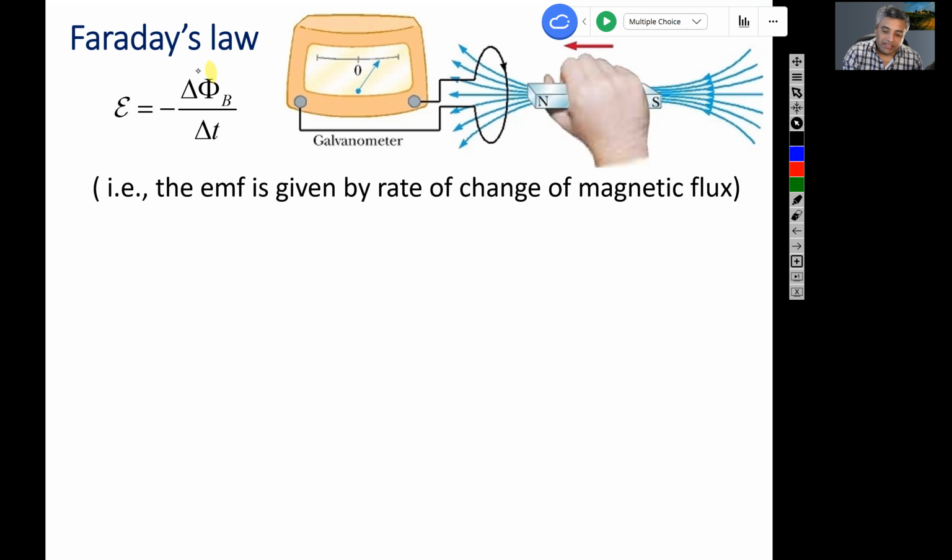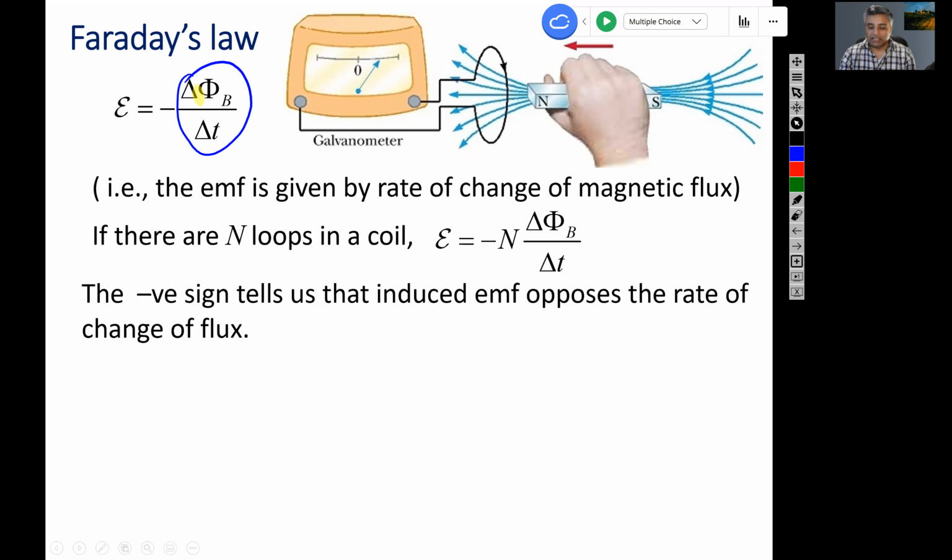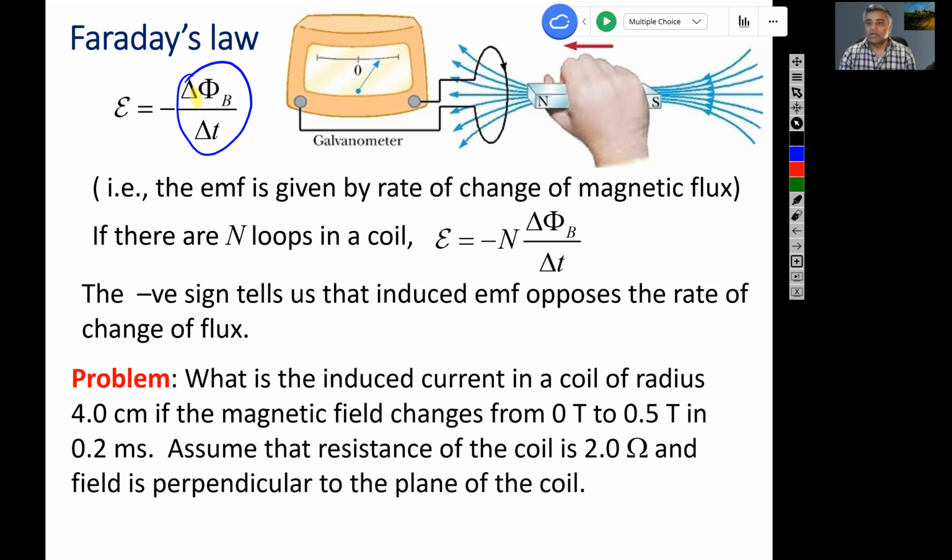So rate of change of flux is equal to the EMF generated. That's it. That's the Faraday law. Negative sign, we'll talk about that a little later, maybe next class. Which way it is going, clockwise, counterclockwise, that's about the negative sign, and we call that Lenz's law, right? So we'll talk about that later. But for now, just focus on magnitude.